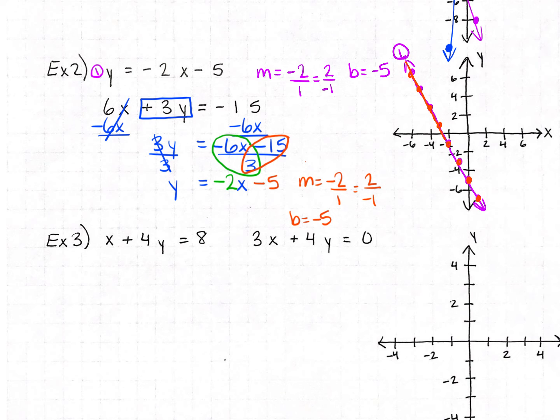Now we could have predicted this without even graphing both of these, because we notice that both equations have the same slope and same y-intercept. They're actually identical equations. And so that means they have all points in common, so it has infinitely many solutions.